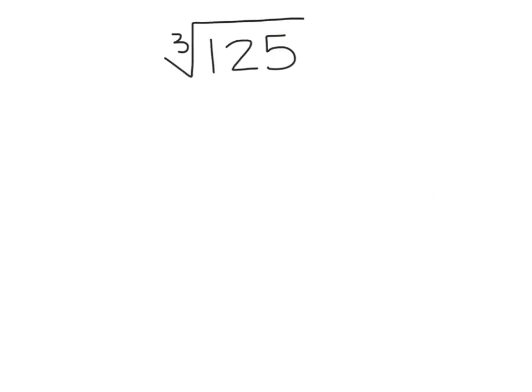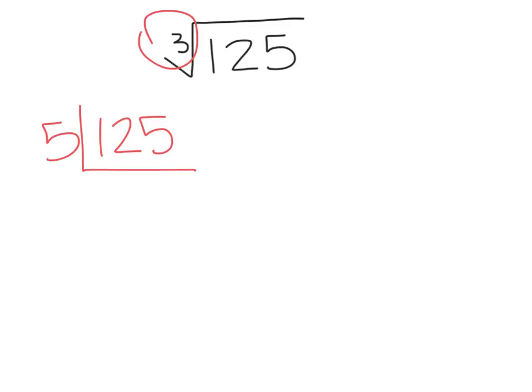Now we're going to do the cube root of 125, and we know it's the cube root because of the 3 in our radical. So that tells us we're going to be doing the cube root, and we're going to break it up into 3 groups. So start your cake. So we have 125. You could divide 125 by 5, and you would get 25. You could divide 25 by 5, and you would get 5.